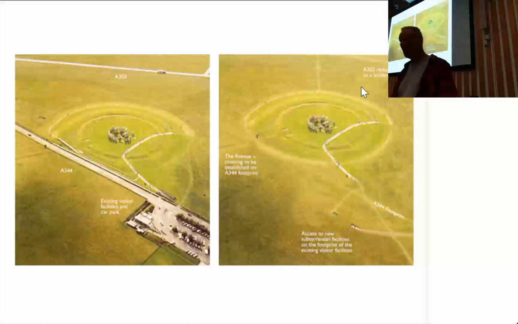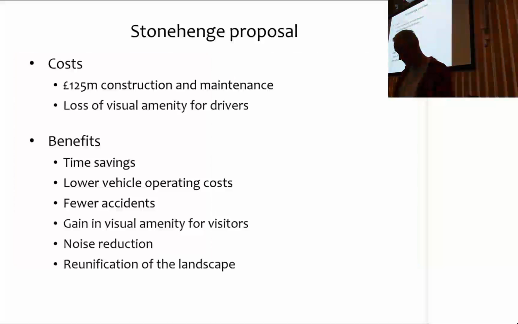And this is how you would present the scenario, right? Current situation, proposed situation. How much are you willing to pay for this? You need to be more specific, right? The whole thing is going to cost, this is an older study, 125 million pounds. As I said, you can't see Stonehenge from the road anymore because you're on the ground.